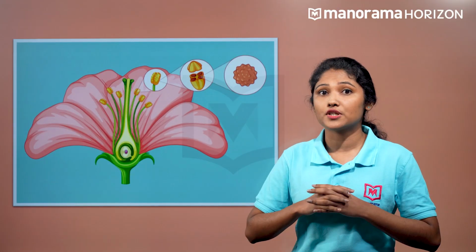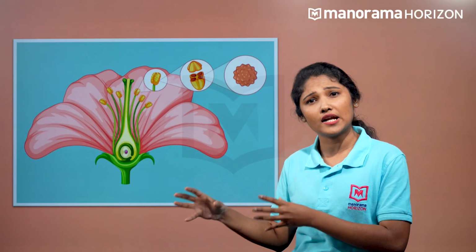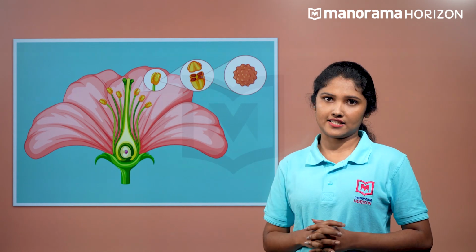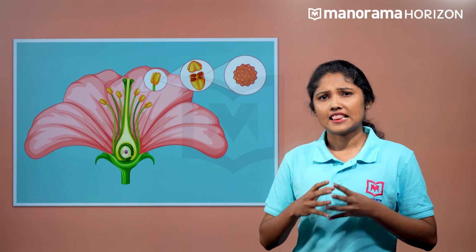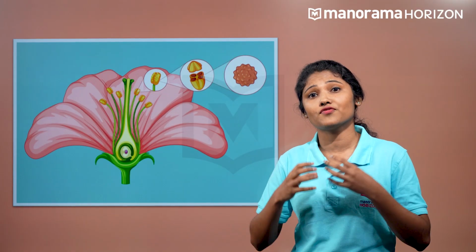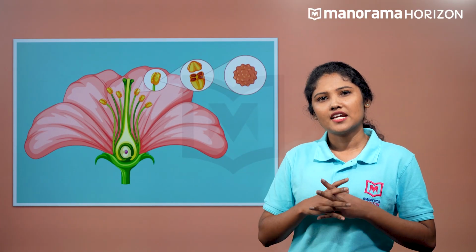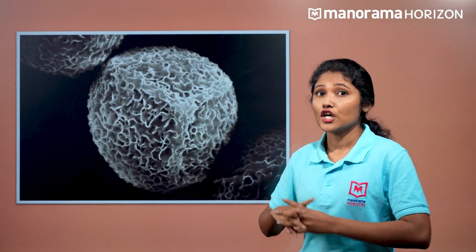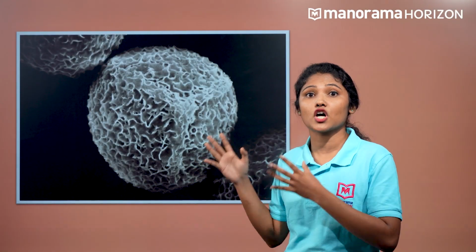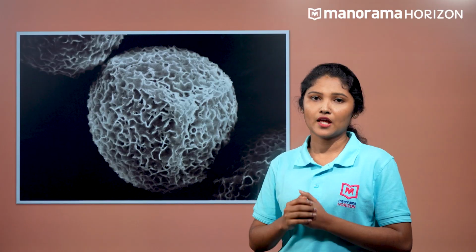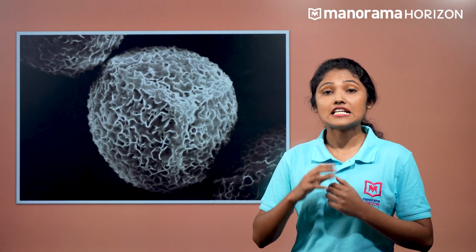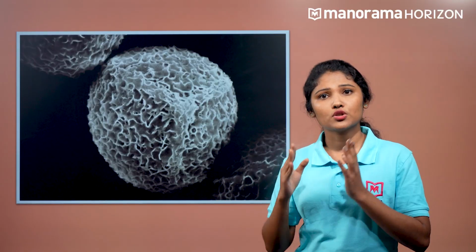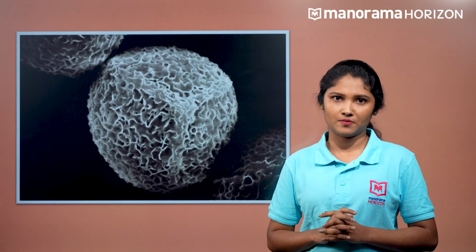Now we are going to deal with what is a pollen grain. Pollen grains are the male gametophytes. Do you know that there are many sizes and colors for these pollen grains? Now let us check the structure of a pollen grain. Here, you can see the electron microscopic image of a pollen grain. Pollen grains are generally spherical structures that can measure about 25 to 30 micrometers in diameter.